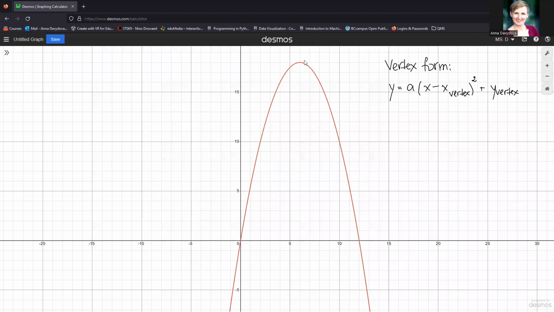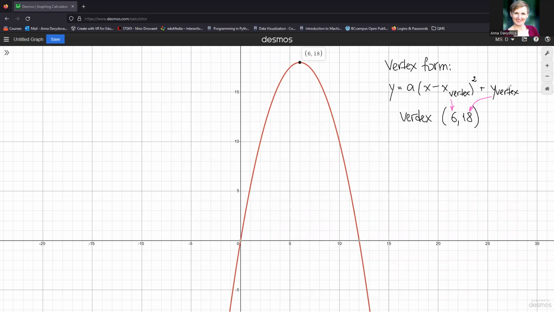Let's start with the vertex. First of all, this is our red graph. Identify the vertex by just pointing right here. Desmos gives you the answer, 6, 18. So the vertex is 6, 18. And just as a reminder, 6 is x vertex, 18 is y vertex, as traditionally coordinates are written as x, y. X goes first, y goes second.